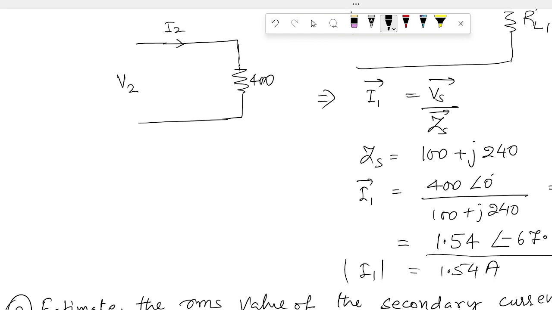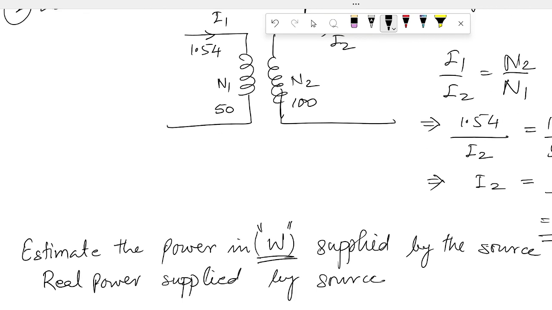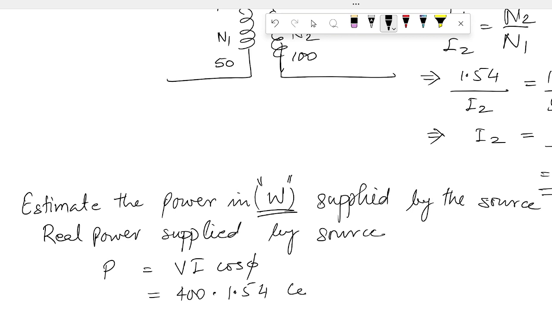Yes, sir. If you know that power will be equal to VI cos phi, so we have 400, I is 1.54, cos of 67.38. What is the answer coming? 236.924.